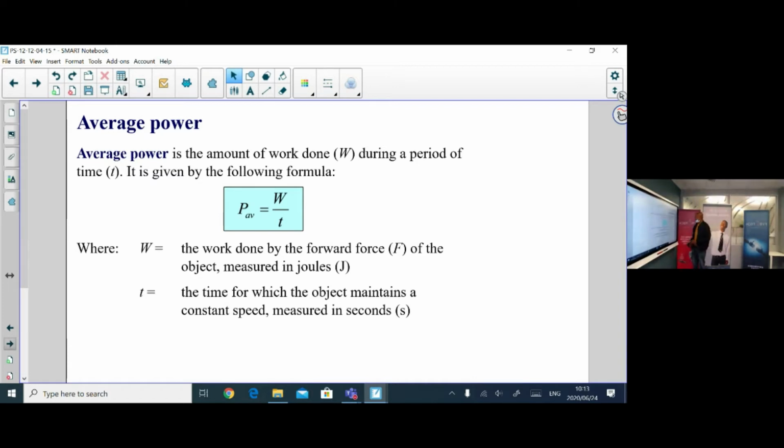In other words, you're just going to use the same formula that we have used yesterday, P equals W over T. This time you have to say P sub average, which is equal to W over time. W stands for work done by the forward force of the object and is going to be measured in joules. What about the T? That is the time. The time for which the object maintains a constant speed, measured in seconds. Okay, we have talked about the units of W, units of power, units of time.